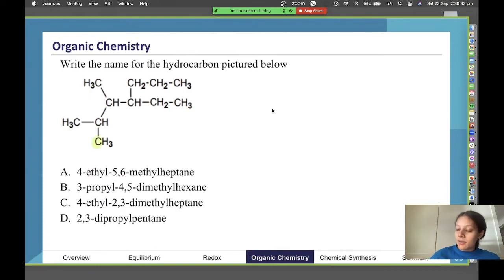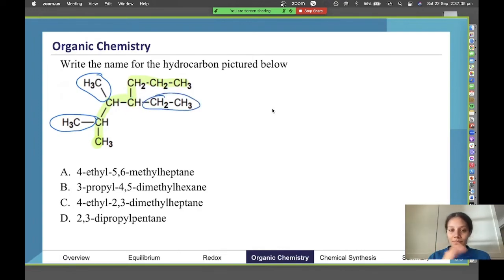So if we start down here, go 1, 2, 3, 4, 5, 6, 7. I think that's going to be our longest one because this one down here, 1, 2, 3, 4, 5, 6 is only 6. So that way, our longest chain is from there to there. And then we also want to give our chain the numbering that's going to give our branches the lowest numbers. So that means we have a branch here, here, and here. Oh, not there.